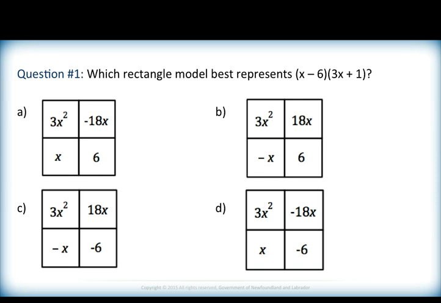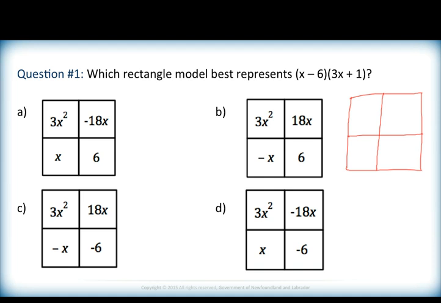So the best way to approach this problem is to actually draw our own rectangular model and multiply to see which one will be the correct response. So we're going to do that on the side here. We're just going to draw our own rectangular model. And keep in mind that each piece of the rectangular model, we're going to multiply the terms to decide what expression is going to be in each section.